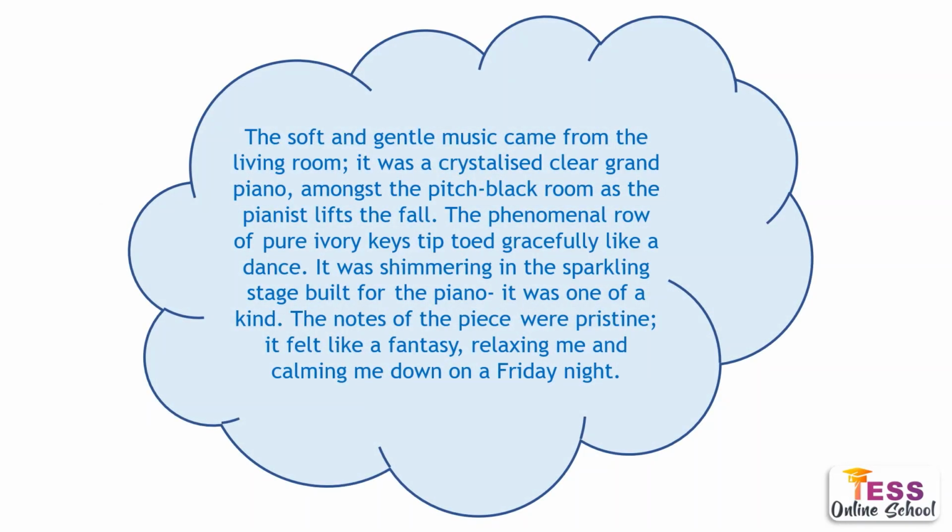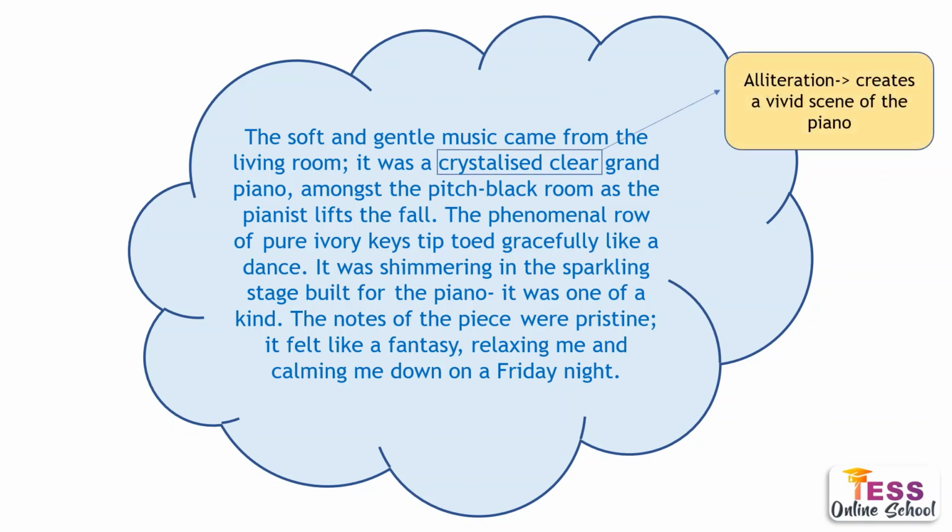We will be looking at the same piece of text in which I have pointed out a few techniques. Can you point them out with me too? The first technique that I think has an effect on the reader is in the first sentence when it says crystallized clear, which is the use of alliteration. This creates a very vivid imagery in the reader's mind as to what the grand piano must look like and how transparent it must be.